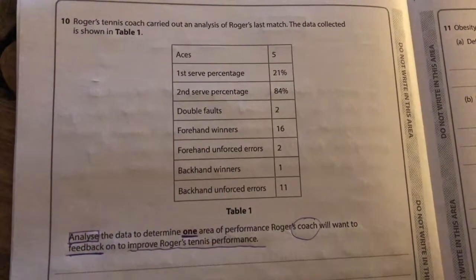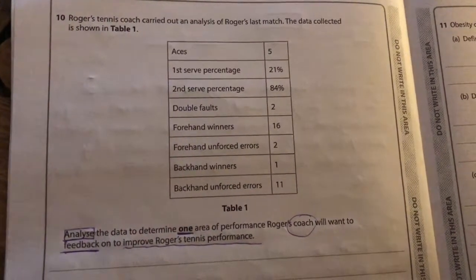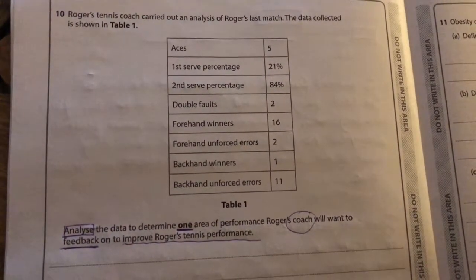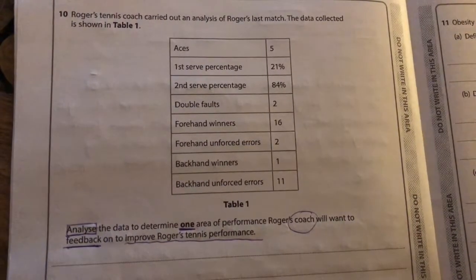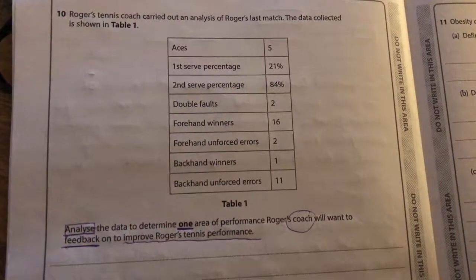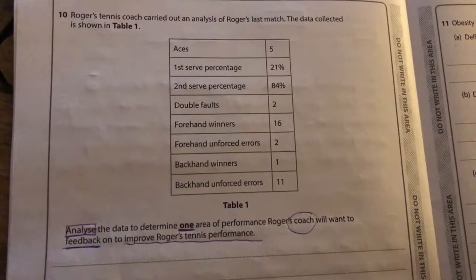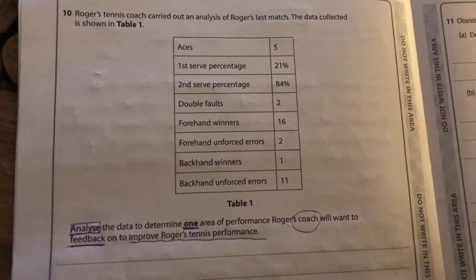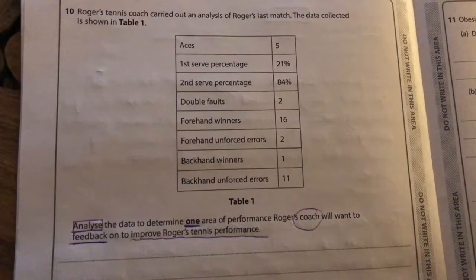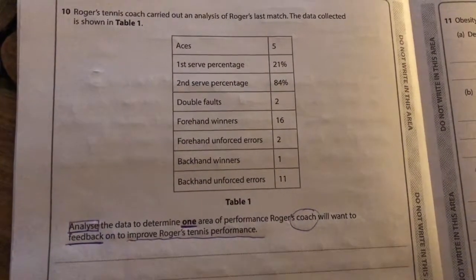When we look at the first serve percentage, that's out of all the first serves he's done and all the first serves that went in, he'd obviously need to divide the amount that went in against all the ones that he did, times it by 100 to give him a percentage. Double faults is just a single figure all the way down to backhand unforced errors.